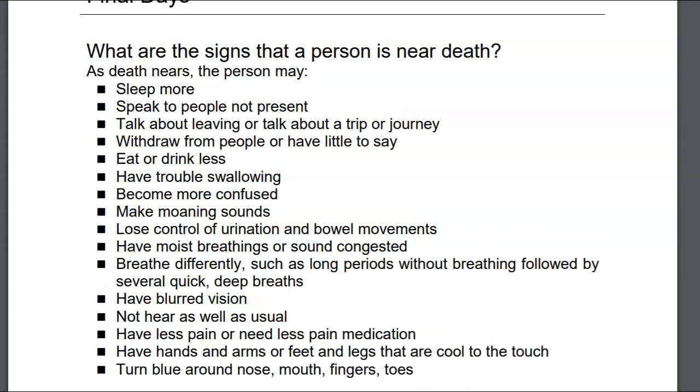Sometimes family members will be afraid of these changes, and so it's important to talk to them about it. It is probable the patient can still hear you, even if they're not responding. So talking to the patient, singing or listening to music can help. Even if they seem a little bit agitated, sometimes those things can help a dying patient to become less agitated or even a little bit less confused.